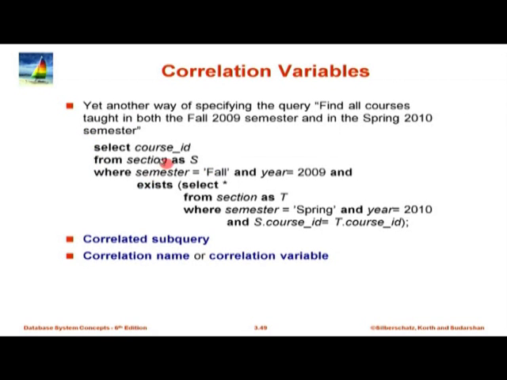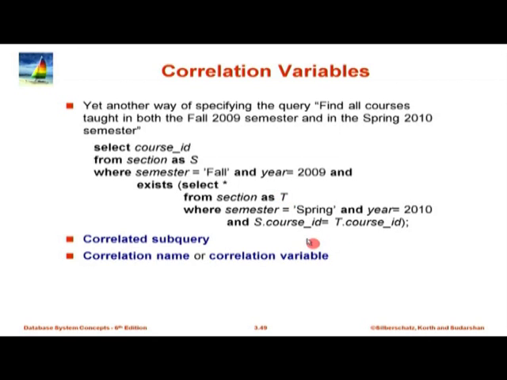So here is a query which says select course ID from section S where semester is fall and year 2009 and exists, select star from section T. Note that I am naming this copy of section as S, this copy of section as T, and I am doing something more here. Where semester equal to spring, year is 2010, and here is one extra thing which we didn't see before. What we are doing is, this S over here, section as S, I'm using in the subquery, and I'm checking if S dot course ID equal to this copy of section called T dot course ID. Because I had section inside and outside, I renamed them. Otherwise, I can use the original relation name.